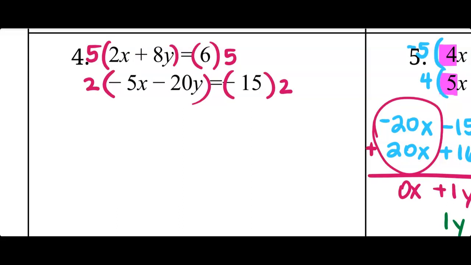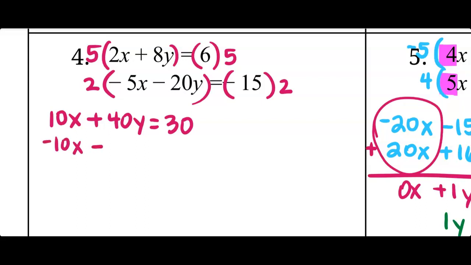Since I already have different signs, I don't need to worry about changing them. So I want to keep my numbers that I'm multiplying by positive. So that'll give me 10x plus 40y is equal to 30 on the top, and the bottom will become negative 10x minus 40y equals negative 30.